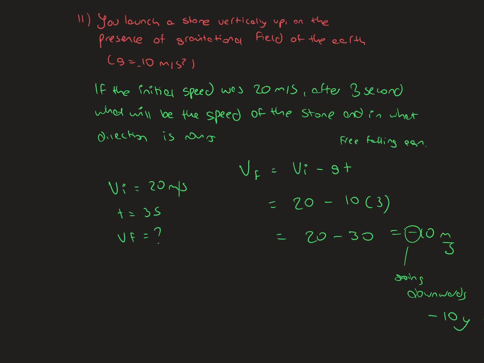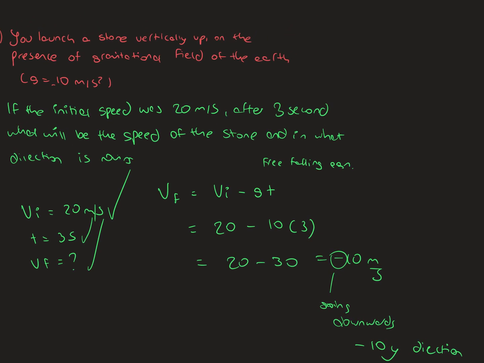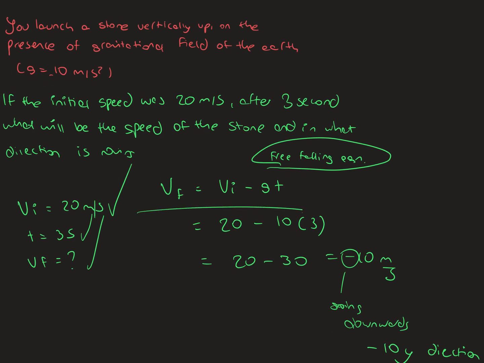So we know a couple of things. We know the initial velocity, 20 meters per second, the time given, 3 seconds, and they're asking us to find the final velocity. So the equation that we're going to use is called the free-falling equation, which goes like this. The final velocity is going to be equal to the initial velocity minus the gravitational force times the time.